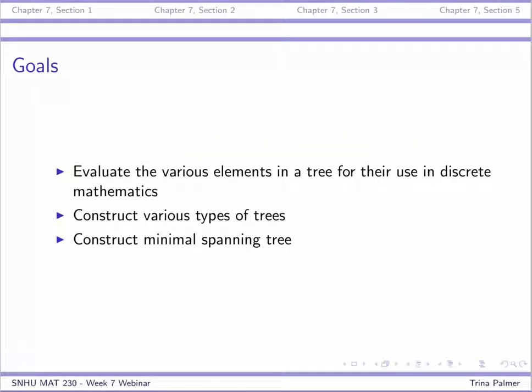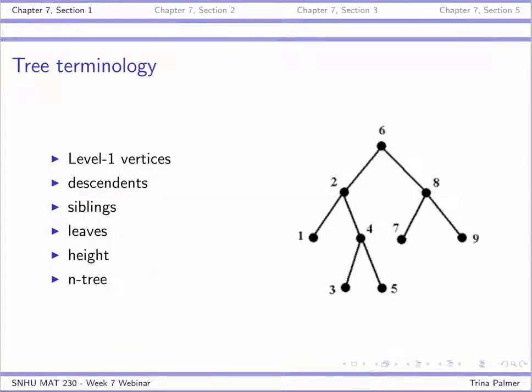So I love this stuff. To me, when I think about discrete math, I think about graph theory, and trees are a type of graph theory. So we'll first learn about the vocabulary with graph trees, and then look at how to search a tree, so more of a programming aspect, and then minimal spanning trees. That's kind of our goals.